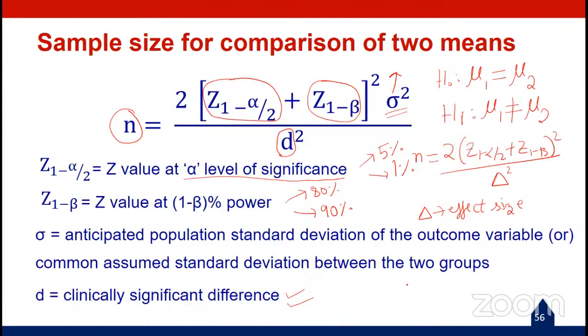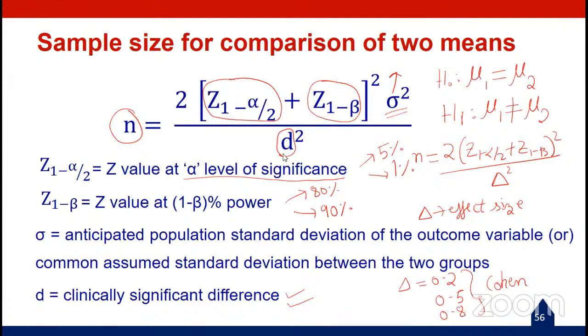So we say that 0.2 is a small effect, 0.5 is a moderate effect, 0.8 is a large effect. These are given by Cohen. So there is a person called Cohen, and he has given the cutoffs for this effect size: 0.2 small effect, 0.5 moderate effect, 0.8 large effect. So you can use effect size if you don't have any information related to the clinically significant difference.